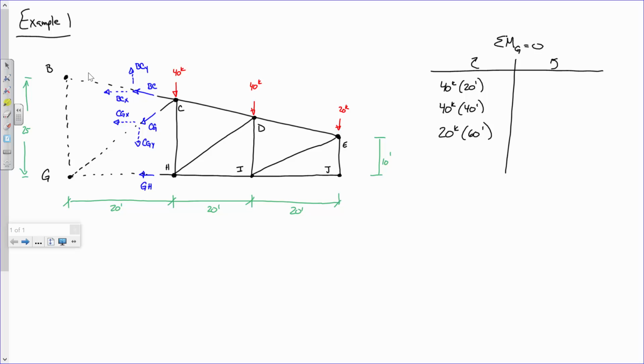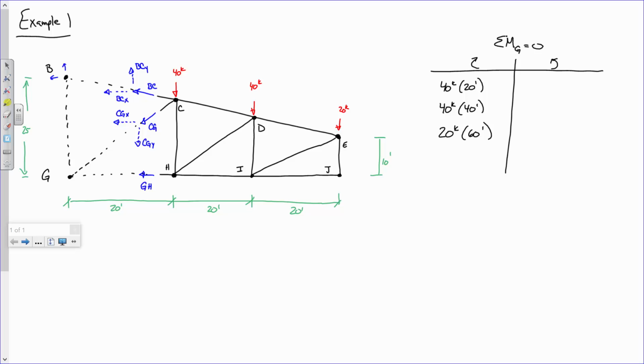All right. Now, since I'm summing moments at G, do I have to deal with GH? No. Do I have to deal with CGX or CGY? No. I do have to deal with BC, okay? Now, if you remember that little fancy word in truss analysis, the principle of transmissibility, the idea that those forces act anywhere along that line of action, I can move BCX and BCY anywhere along that line. What I'm going to do is move them up here to B, okay? So imagine that BCX is right here and BCY is right there, okay?